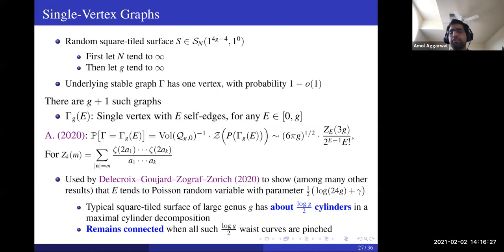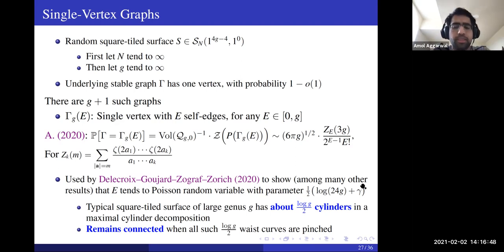But I can tell you something else about this E, which is somewhat curious. It's not mentioned in the slide here. As I mentioned in this bullet point, you can use these results to show that this E converges to a Poisson random variable with parameter 1/2 times log of 24 g plus gamma, where this gamma is the Euler constant.